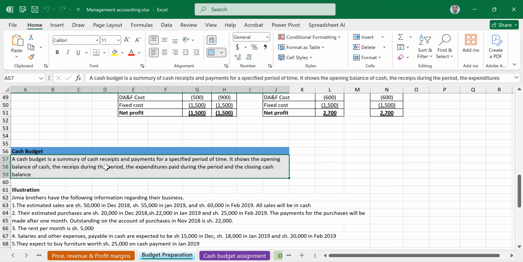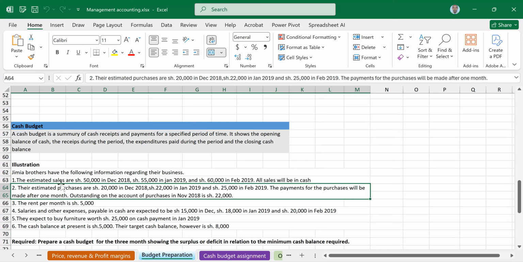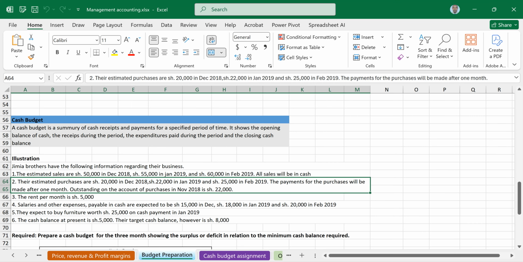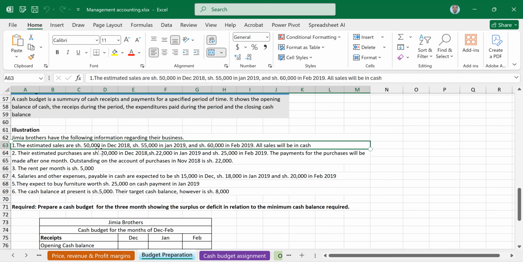So a cash budget can be made at a personal level. You can also do a cash budget for a business setup. Now we have a simple illustration to reinforce our understanding of cash budget. And this is Jimia Brothers, who have the following information regarding their business. We have the estimated sales, which are 50,000 in December 2018, 55,000 in January 2019, and 60,000 in February 2019.